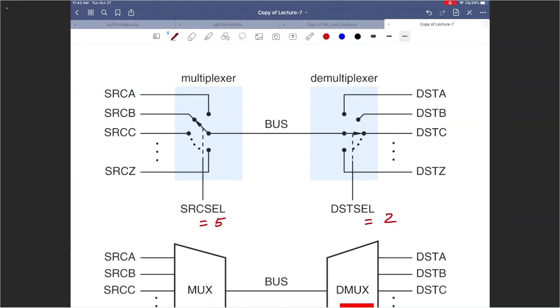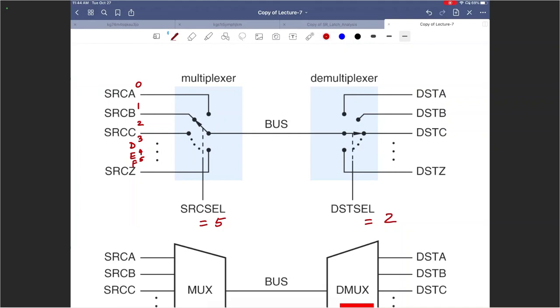F goes to C. Okay, very close. 5. It starts with A. 1, 2, 3. F goes to C actually is good. So here, 5, right? So this is 0, 1, 2, D would be 3, E would be 4, and F would be 5.